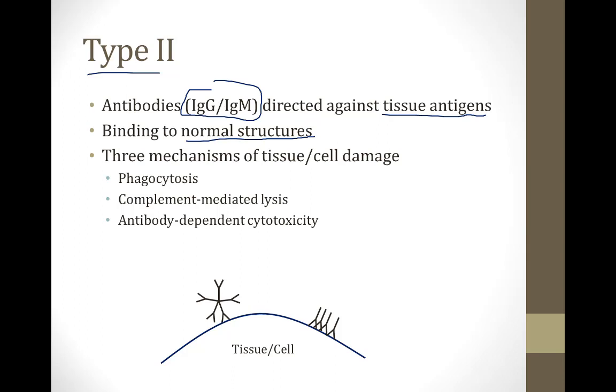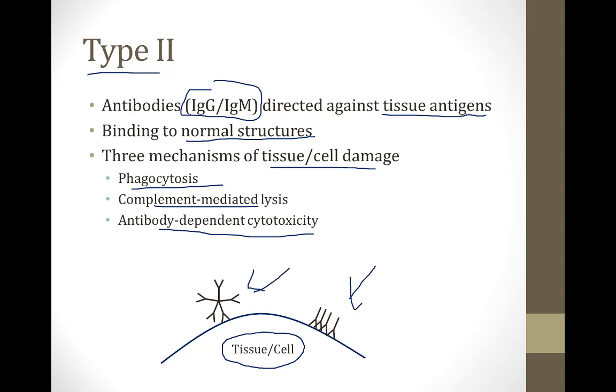There are three mechanisms by which these antibodies cause tissue and cell damage. This can be through phagocytosis, through complement-mediated lysis, or through antibody-dependent cytotoxicity. And this is a picture to help you remember that in these disorders you have a tissue or a cell, and you have either IgG or IgM antibodies binding to the tissue or cell to cause disease.